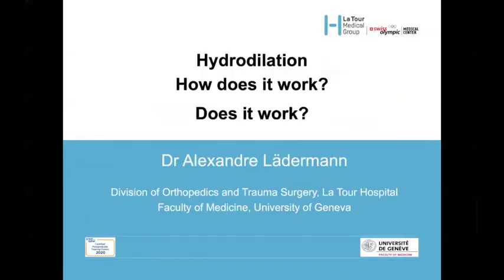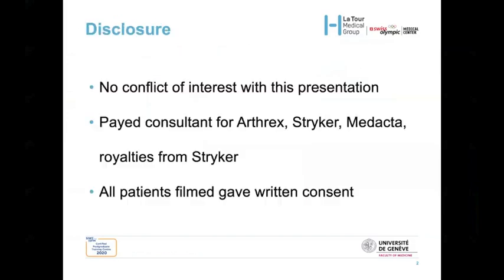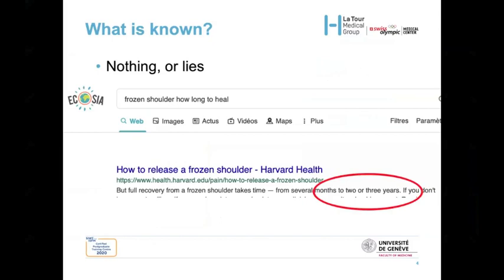Yeah, sorry for this. So what about hydrodilation? I have some conflict of interest, but nothing related to this presentation. What is known about frozen shoulder? I would say nothing, or from time to time lies. If you type frozen shoulder on Ecosia, I love Ecosia, it's better than Google because it just plants trees, and you type frozen shoulder, how long to heal? The first result is coming from Harvard, and it says 2 to 3 years. And in my practice, this is not the case.